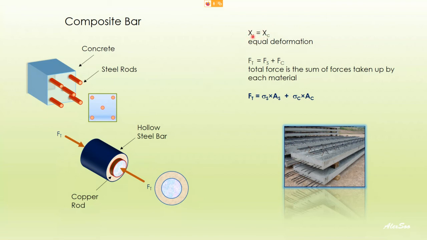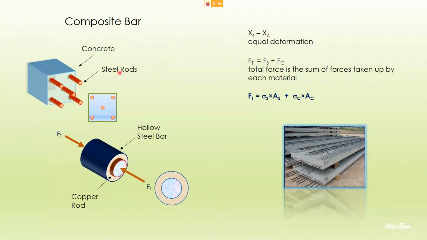This one gives you the deformation of the steel rods. Any deformation that occurs on the steel rods has to be equal to the deformation of the concrete. So let's say, for example, the steel rod is inside the concrete. Why I have drawn it out like that is to show you what it means by reinforce. You have steel rods reinforced in the concrete.